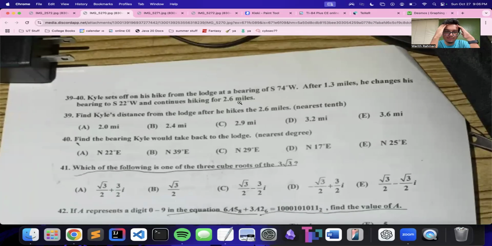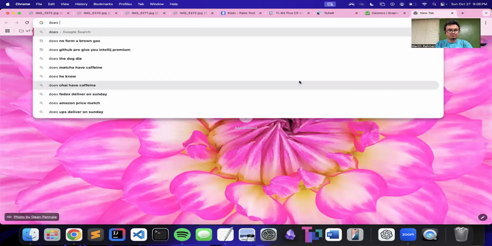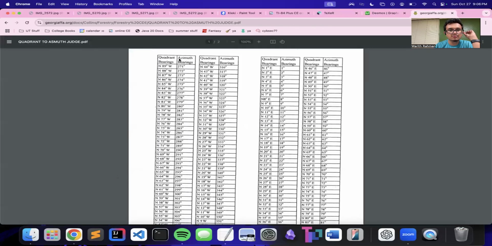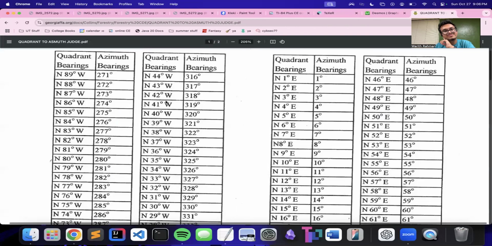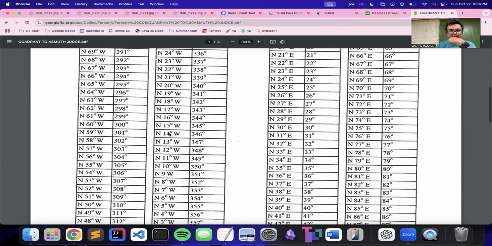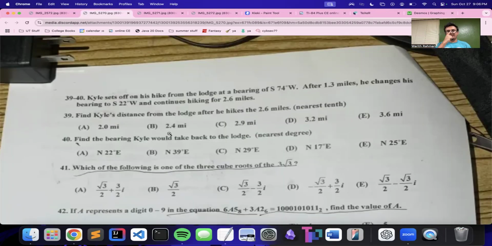Okay. 3940 sets off his hike from the lodge at a bearing of South 74 West. I gotta double check this stuff. So it means that South 74 West, you start south and then you go 74 West.